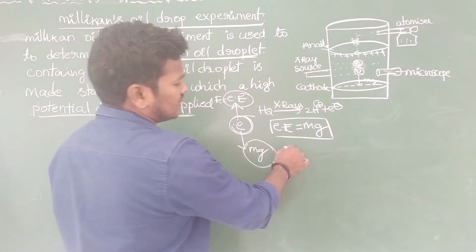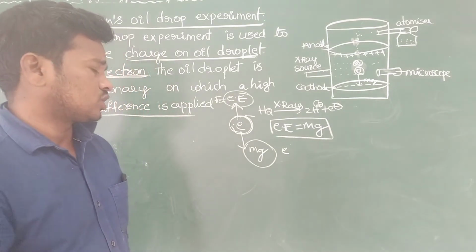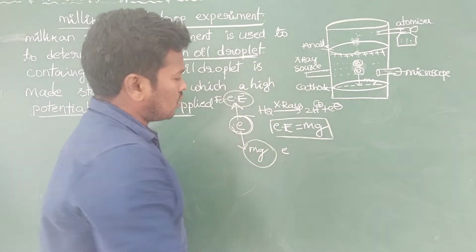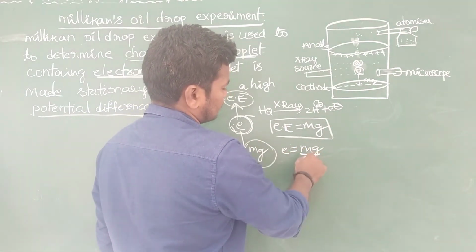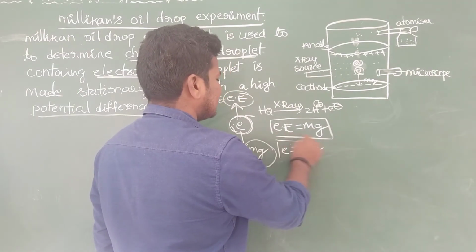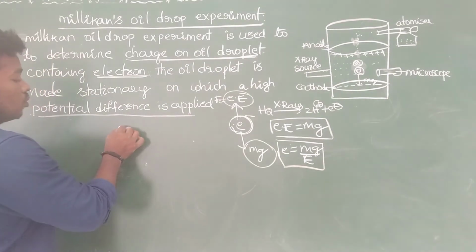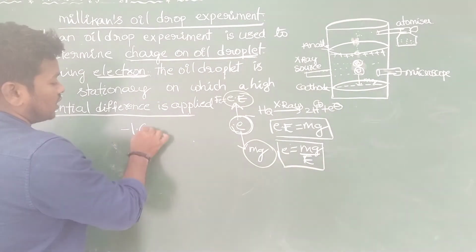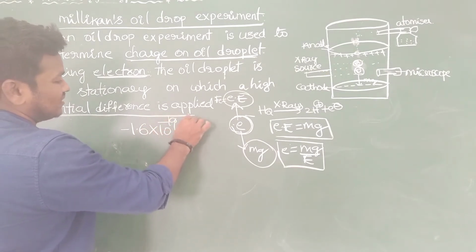From this you can calculate the charge of the electron. E is nothing but the charge of the electron. E is nothing but the electrostatic force acting on the electrons. So now we can see E is equal to mg. By using this, he calculated the charge of one oil drop, the oil drop containing one electron, as minus 1.6 into 10 to the power of minus 19 coulombs.